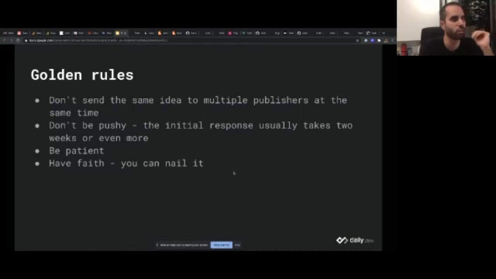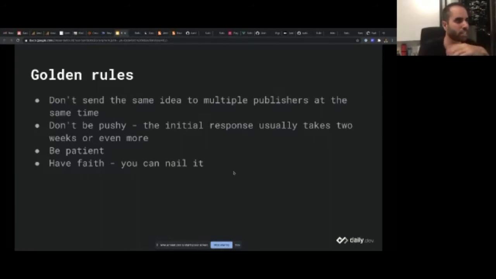The second rule is don't try to parallel and send the same idea to many publishers. They don't like it. They might ban you because of doing this. So be patient. Go one by one. If you got rejected, send to another one. If they rejected you, send to a new one. But don't do it in parallel. They don't like it.